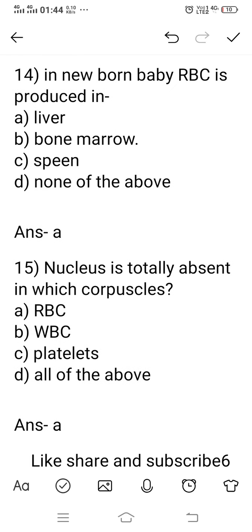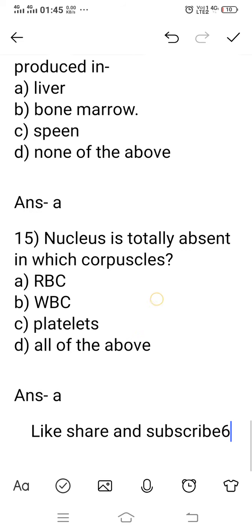Question number 14. In case of the newborn baby, it is an interesting question. In case of the newborn baby, RBC is produced in option number A, liver. Option number B, bone marrow. Option number C, spleen. Option number D, none of these above. Actually, in case of the newborn baby, RBC is generally produced in the liver. But in case of an adult person, spleen is the right answer. Option number A is the right answer.